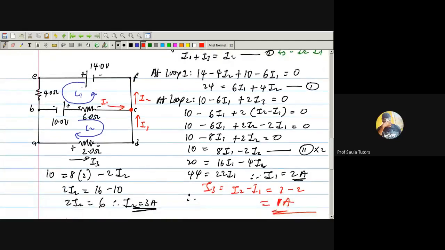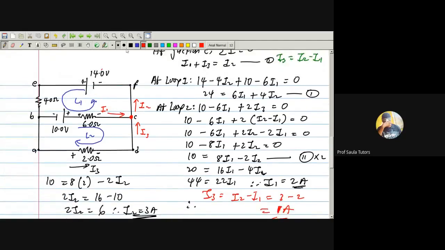So now pay attention. Let us verify our answer. I want us to be doing this. It's very important. So my I1 here is what? I1 is 2 ampere. What's my I2? 3 ampere. What's my I3? I3 is 1 ampere.